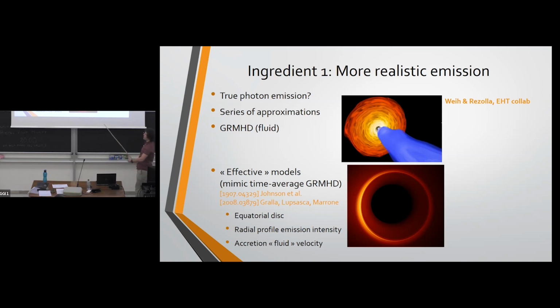It mimics very well the time average of some GRMHD simulation, and also mimics very well what we see, in quotation marks, at the EHT. Okay, so that's about emission.